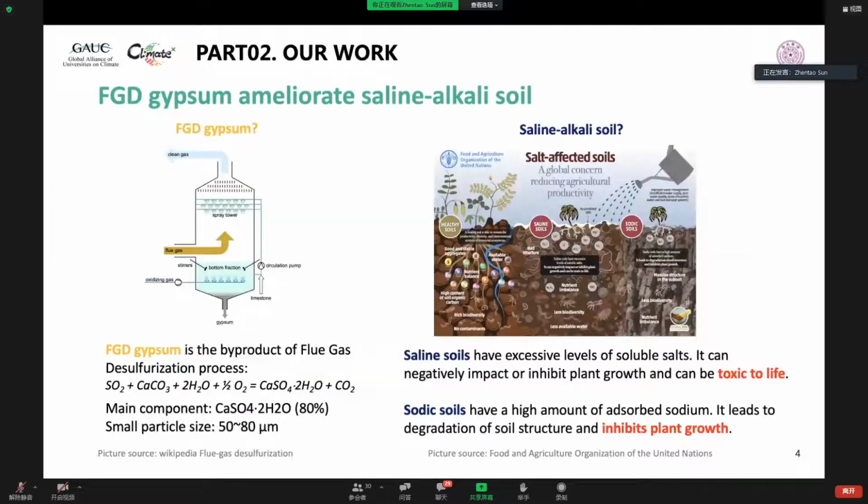I would like to introduce some works of my team. We use FGD gypsum to improve the situation of saline alkali soil. What is FGD gypsum? It is a byproduct of FGD, flue gas desulfurization. And what is saline alkali soil? It generally refers to soil which contains many salts or sodiums.